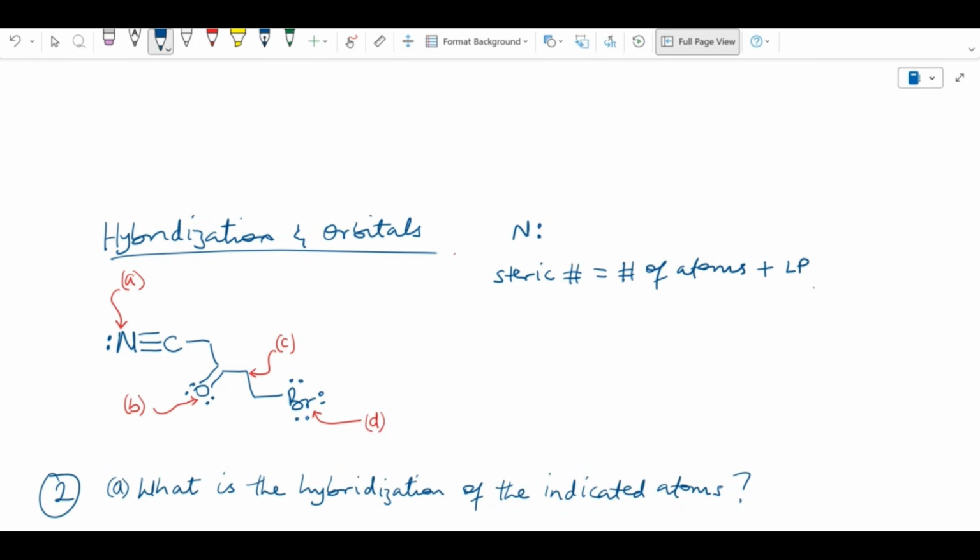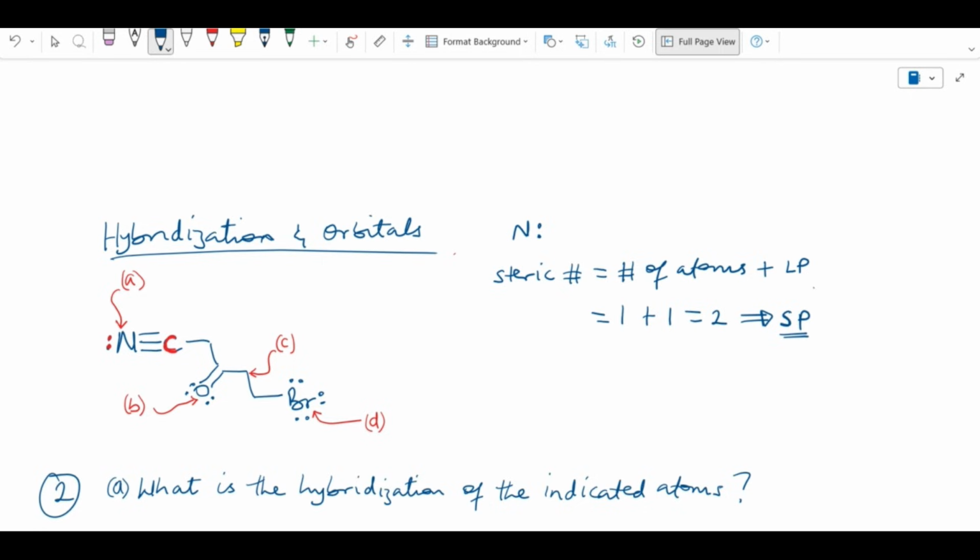So for the nitrogen atom, the number of atoms attached to the nitrogen is just 1, which is carbon. And that nitrogen has 1 lone pair. So we're going to have 1 plus 1, which is equal to 2. If the steric number is 2, we're going to have an sp hybridized orbital. So the hybridization of that particular nitrogen atom is sp.